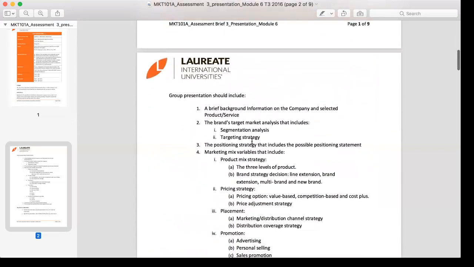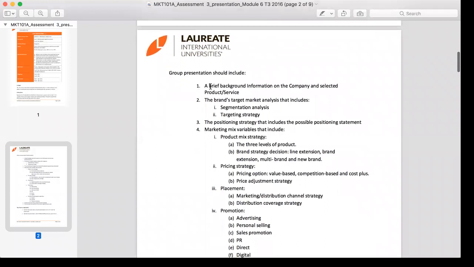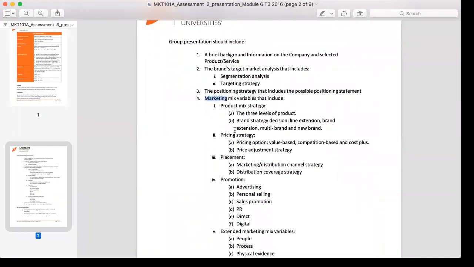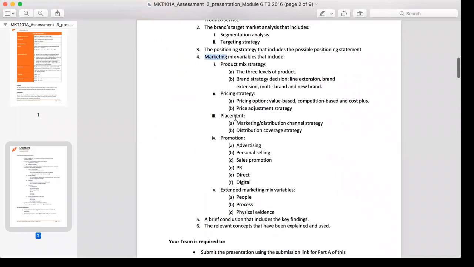Now, what do we need to include? We need to include the background information of the company that we select, which is related to the second assessment. You explain the target market, you explain the positioning strategy, and then you explain the marketing mix strategies. The marketing mix variables include product, price, place, promotion, and the extended marketing mix variables: people, process, and physical evidence. The module 1 presentation that I just delivered includes all the marketing mix variables briefly.